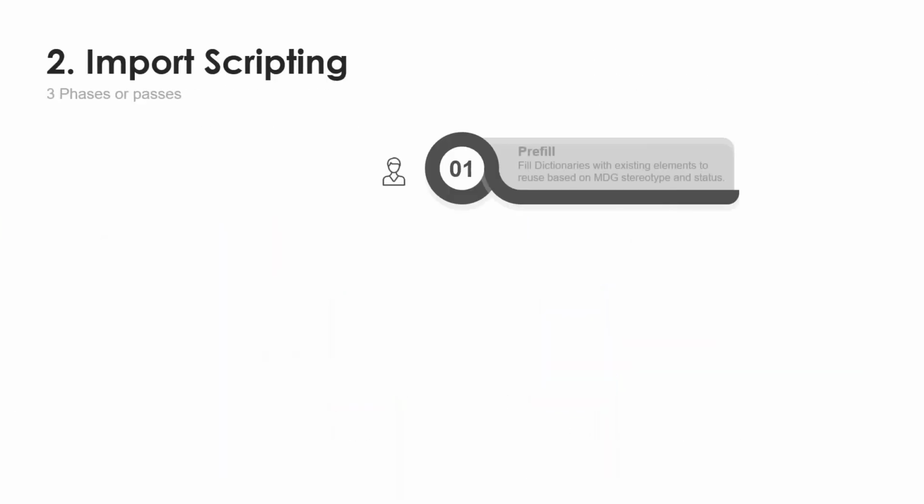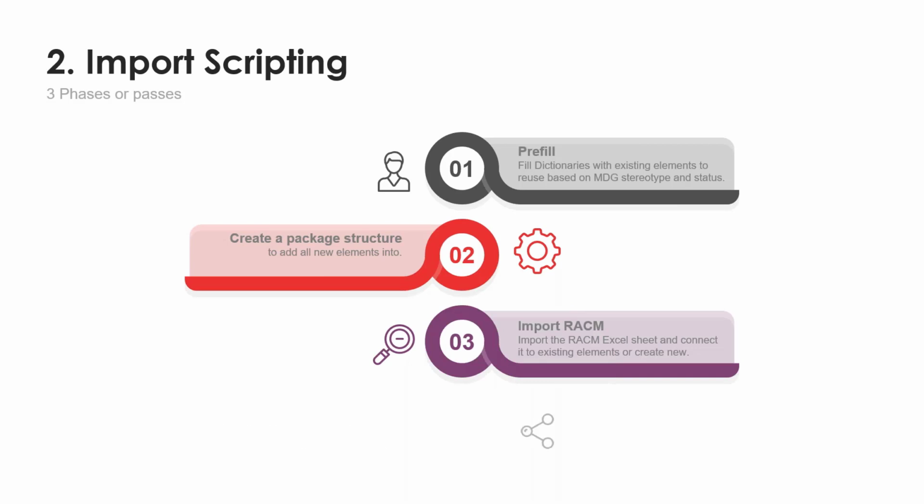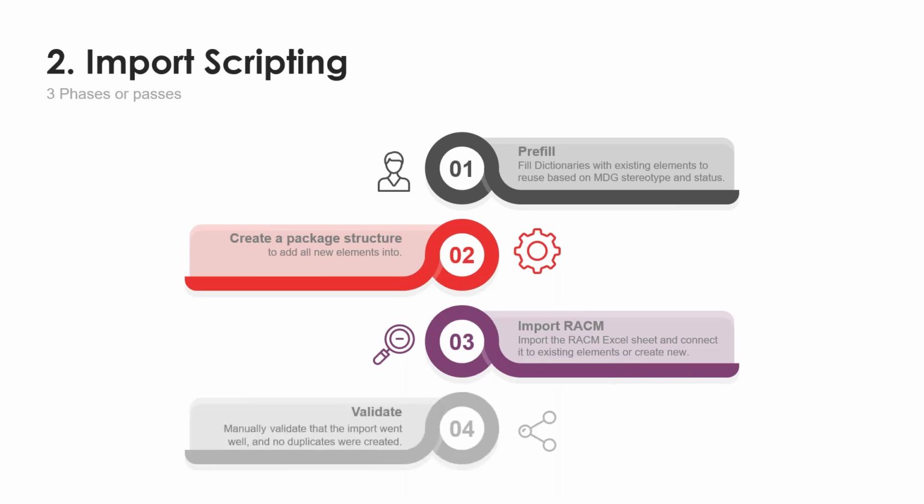All right, so when you do an import script, you usually do it in three phases. The first one is to pre-fill. I use dictionaries usually, so I go through the t_object table and I pick out all the countries, all the risks, all the regulations that are already in the repository, because I don't want to make copies. The next step is to create a package structure where I can do importing and see all the new elements that are not already in my model, because I don't want to put them in there directly. I want to analyze them first.